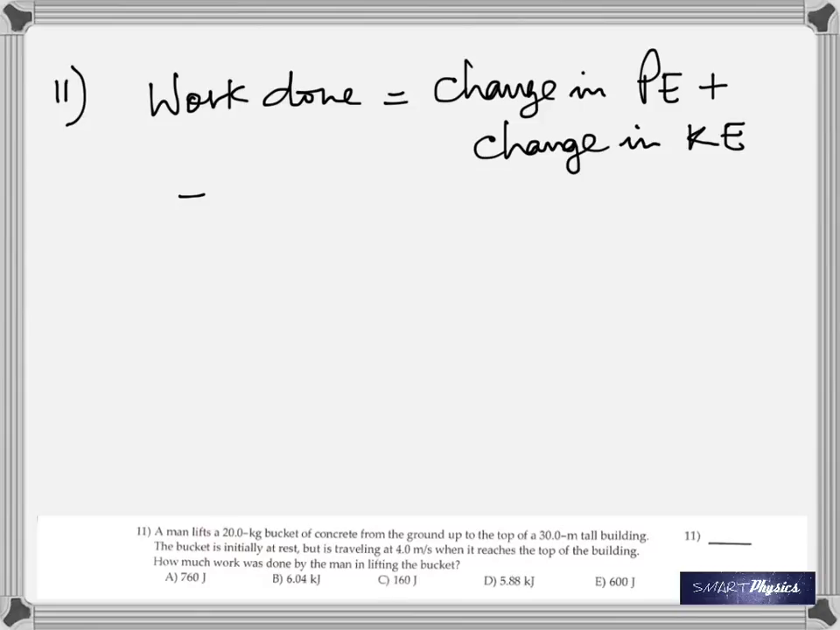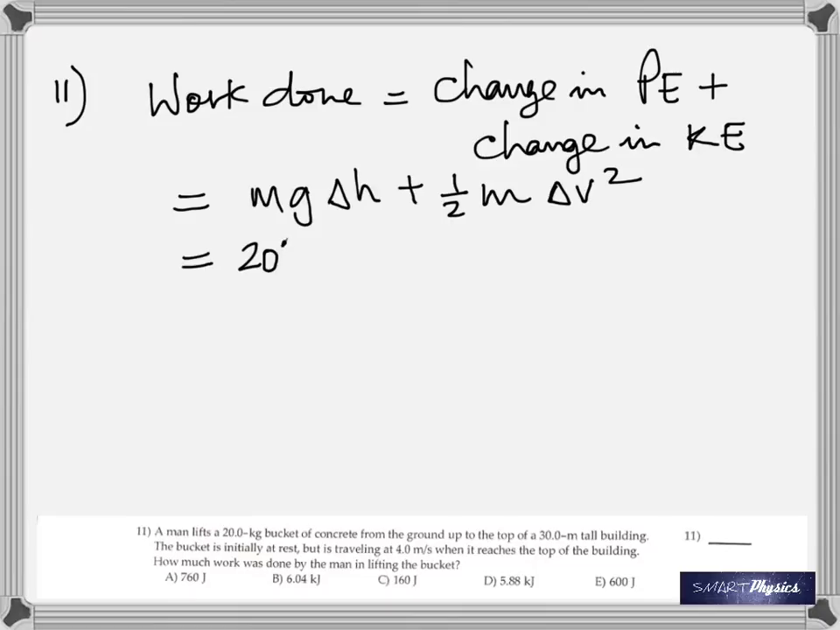Because at the ground, the potential energy is zero. So when you lift it, the potential energy changes. It's also speeding up. So in this case, work done is change in potential plus change in kinetic. And change in potential is mg times change in height, plus change in kinetic is 1/2 times mass times change in velocity squared. All you got to do is plug in those numbers.